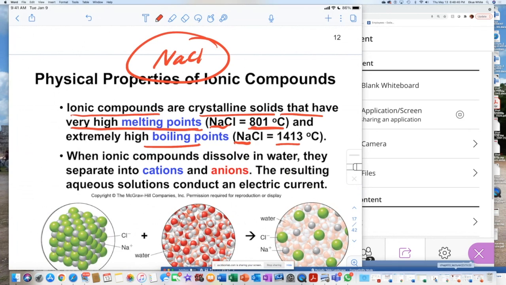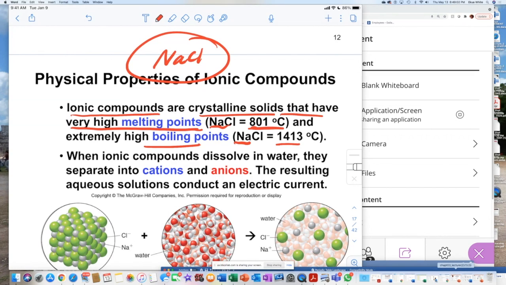Covalent compounds are very easy to melt, such as sugar. You can melt sugar and make, what's the thing called? Caramel. Ooh, caramel. Anyway, yeah, sorry. I need to focus. Yes, you can melt sugar and make caramel. You cannot melt salt and make the caramel version of salt.